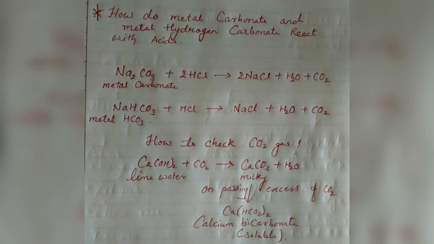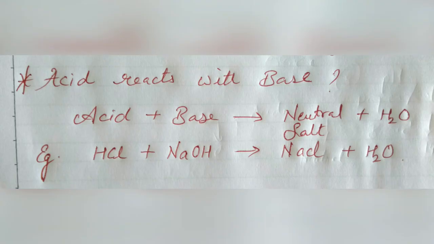So it turns milky. Your lime water turns milky. Means we come to know that calcium carbonate is produced. Okay, these are precipitates. When we dissolve it further, we will be getting sodium hydrogen carbonate, which is soluble. Means again your solution will become clear on passing more amount of carbon dioxide.